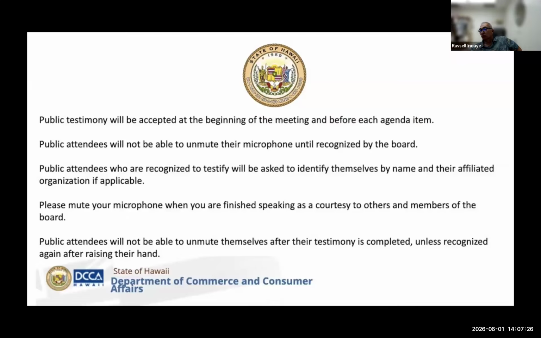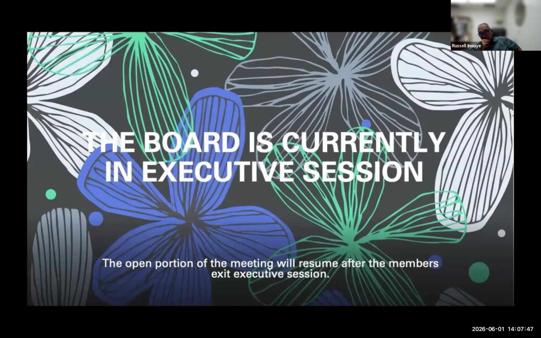Public attendees who are recognized to testify will be asked to identify themselves by name and their affiliated organization if applicable. Please mute your microphone when you are finished speaking as a courtesy to others and members of the board. Public attendees will not be able to unmute themselves after the testimony is completed unless recognized again after raising their hand. At some point during the meeting, the board may choose to move into executive session.